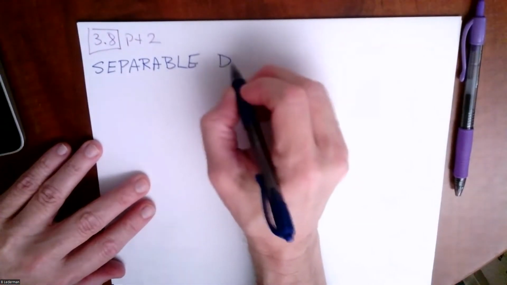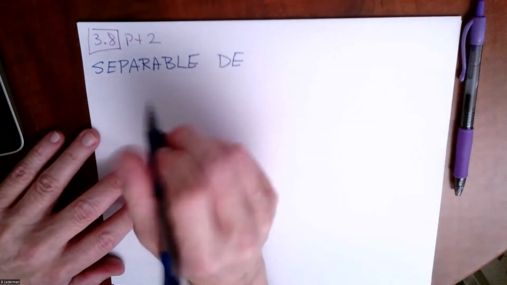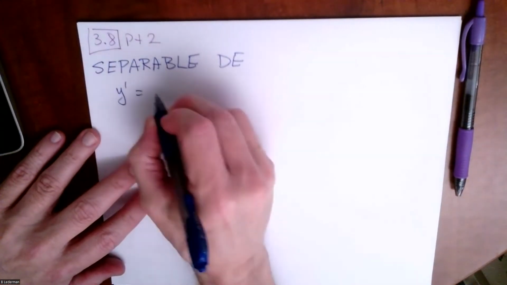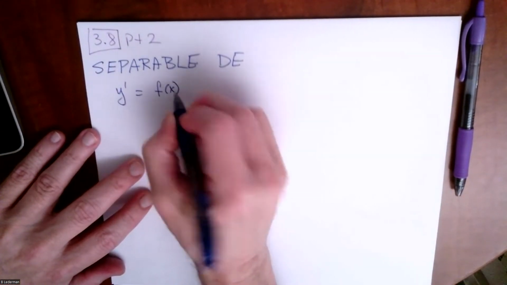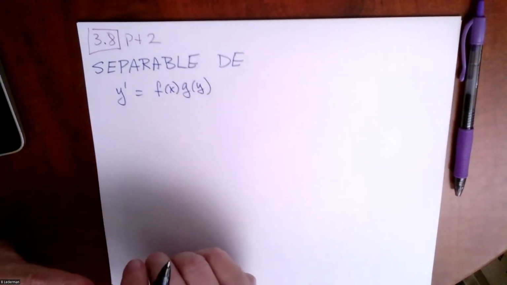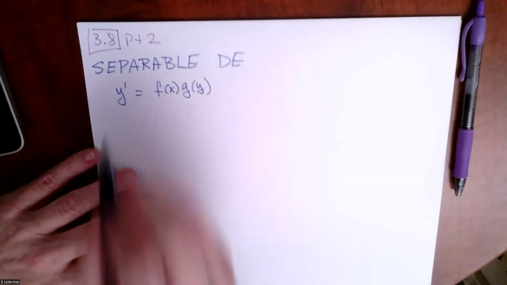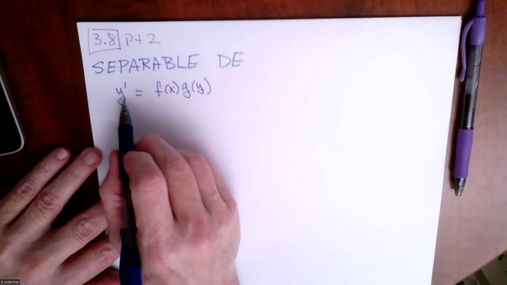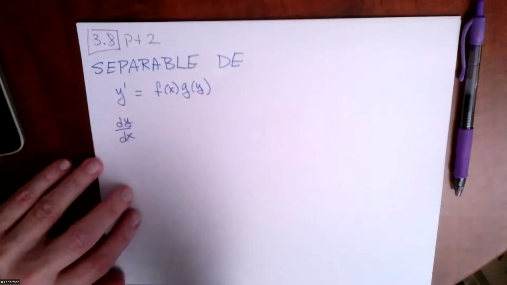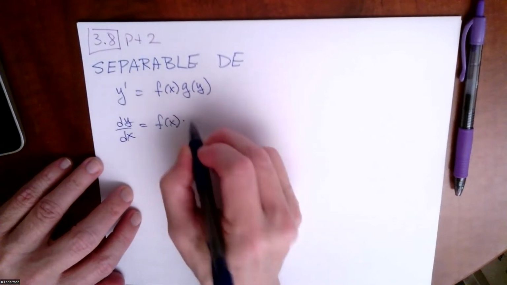A separable differential equation is basically going to look something like this. It's going to be something like y prime is equal to f of x times g of y. Now, I'm just going to tell you this kind of in theory, then we're going to do some actual examples. It'll make a lot more sense. You see, y prime, I could write that as dy dx, and that equals f of x times g of y.